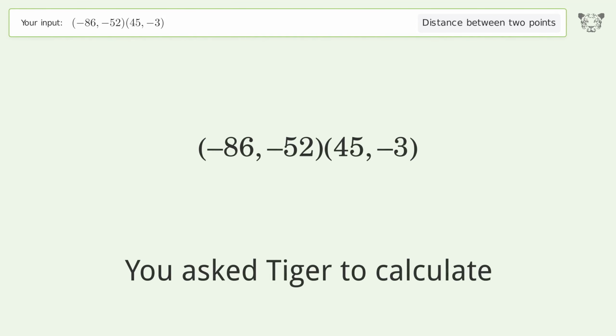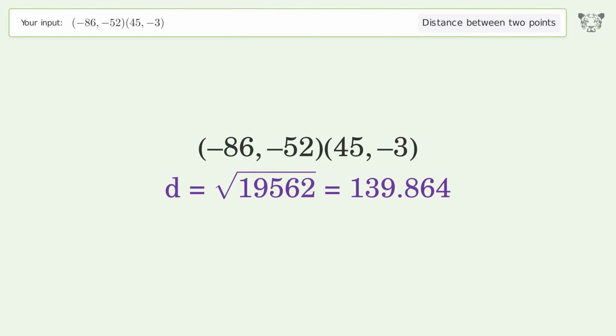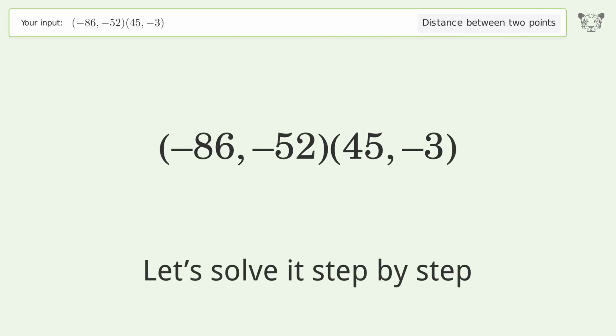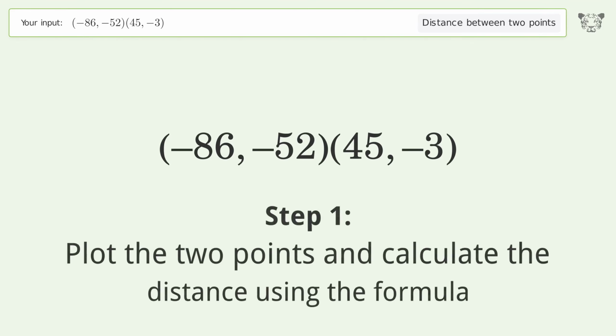You ask Tiger to calculate. This deals with the distance between 2 points. The distance between the 2 points is the square root of 19,562, or 139.864. Let's solve it step by step. Plot the 2 points and calculate the distance using the formula.